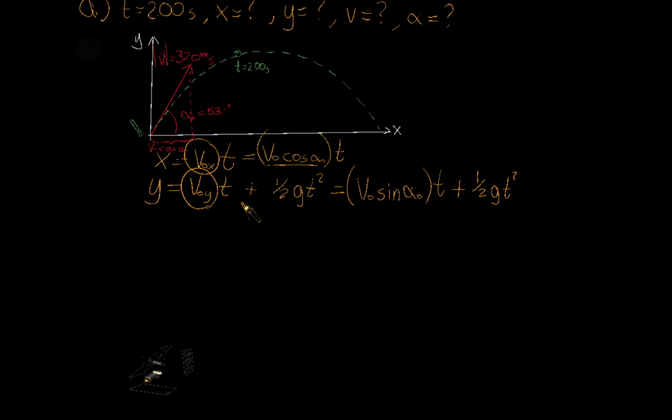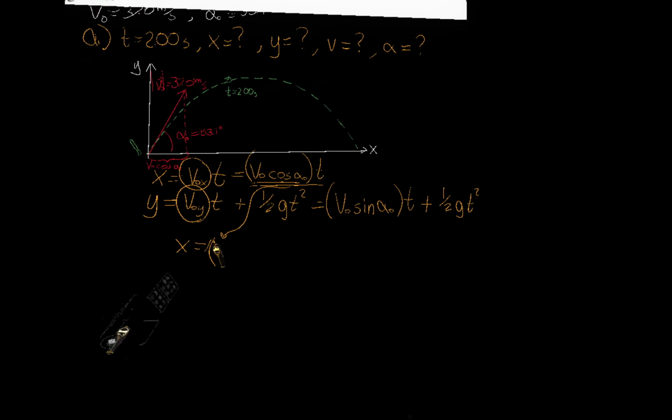Alternatively, we could just find out what v naught x is, because v naught x is equal to v naught cosine alpha naught, right? This quantity, that quantity. We could find out what v naught x is and then plug it into there, but it's the same difference, right? So we have written it out. So this means that x is equal to, right, this part here, x is equal to v naught. Our v naught was 37.0 meters per second.